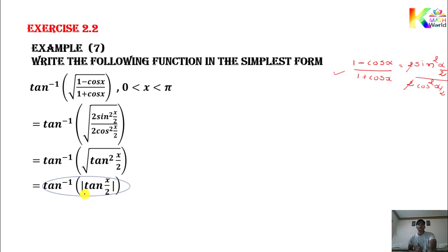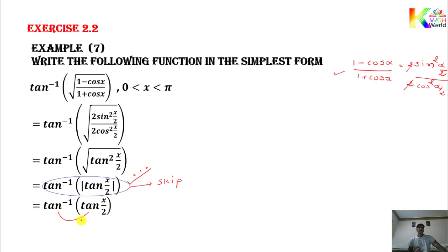Here I am going to write modulus. Why is this modulus there? I will discuss this step at last. But as per your syllabus, no need to write modulus; you can directly consider positive. So tan inverse of tan x by 2. Now both are inverse of each other, so you can skip this step. No need to write this step in the exam.